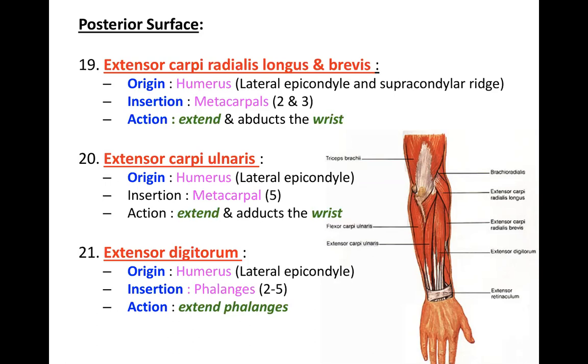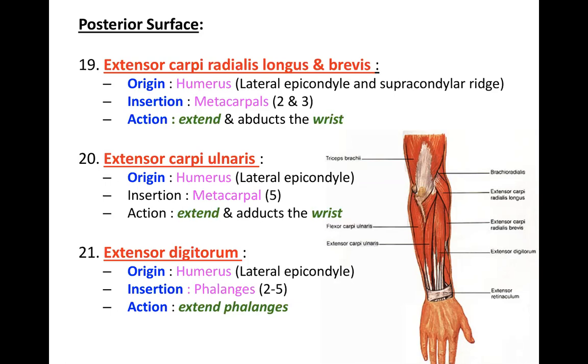And then on either side of extensor digitorum are the extensor carpi muscles. So if we look on the pinky side, we're going to see our extensor carpi ulnaris, and that's coming off of that lateral epicondyle and going to the 5th metacarpal, extending the wrist. And then the last one is extensor carpi radialis longus and brevis.